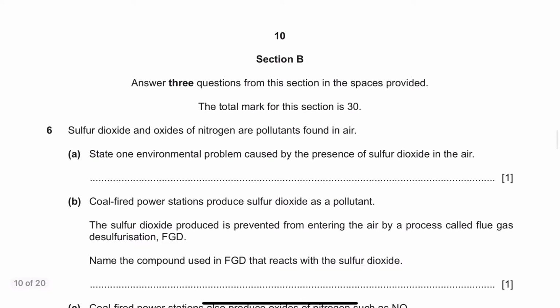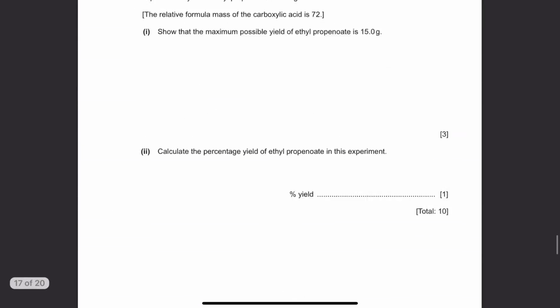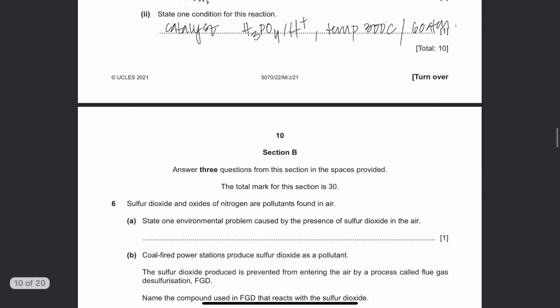Now, Section B: answer 3 questions from this section in the spaces provided, but we're going to do all. I think there are only 3 questions. No, there are 4 questions. 6, 7, 8, 9. Yeah, we will do all four of the 4 questions.